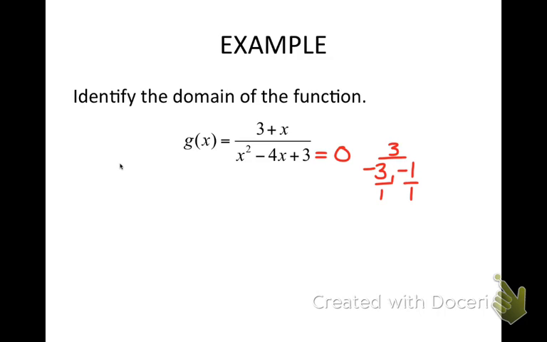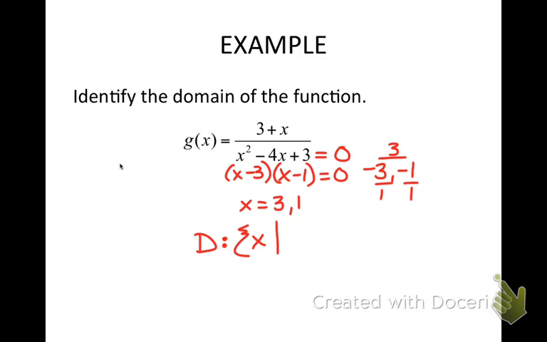So what do my factors look like? x minus 3, x minus 1. Good. x minus 3 times x minus 1 is equal to 0. So what are my values of x? 1 and 3, or 3 and 1. I'll put it in 1 and 3 order when I put my answer. So my domain is the set of all x values such that x cannot equal 1, 3.